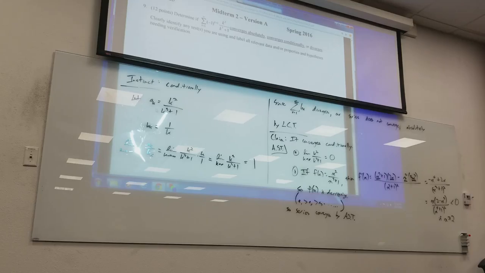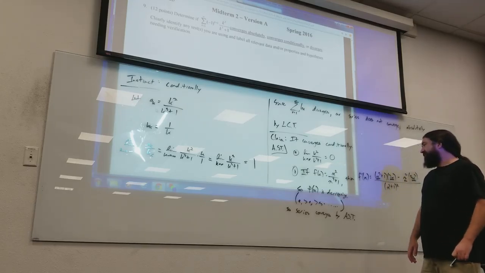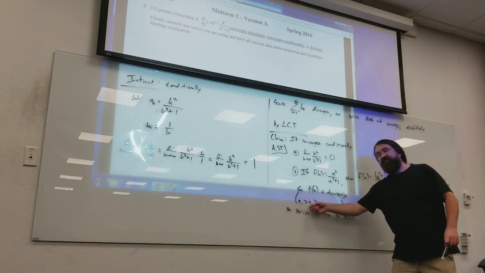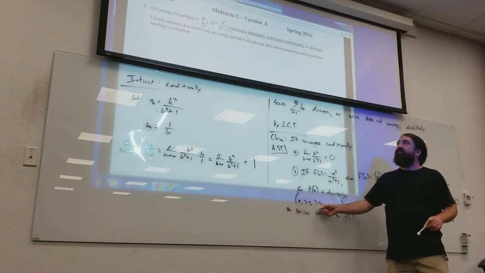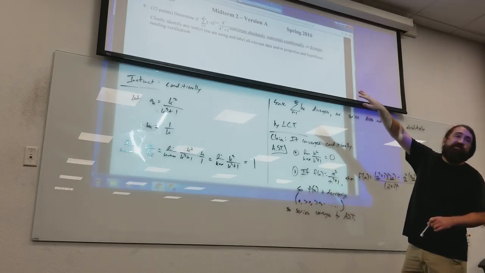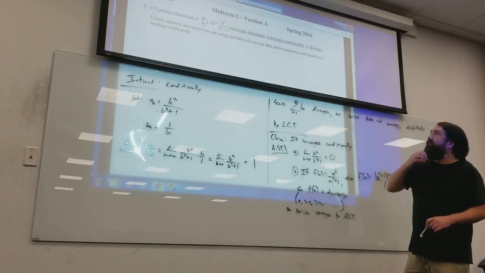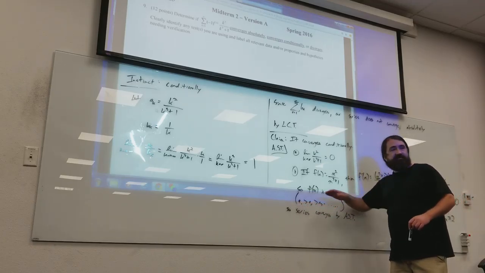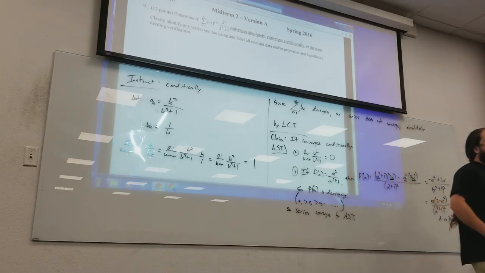Oh, well, take a look at this. F of x was this thing. And so this says that our terms are decreasing past the second one, right? So it's not that it's convergent when x is greater than 2, because there's no x in this problem, right? But it is that your terms are eventually decreasing, and that's all you need for alternating series tests.